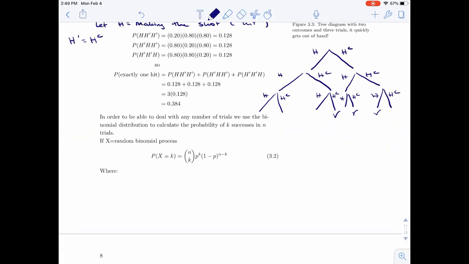In order to be able to deal with any number of trials, we use the binomial distribution to calculate the probability of k successes in n trials. Okay, that's going to be important. K stands for the number of successes that we're interested in, and n is the overall number of trials. How many times did you try to get k successes? And so if we just let x be a random binomial process, in fact, you can kind of ignore this part. It's just for show. How we're going to calculate this probability is with an actual calculation.